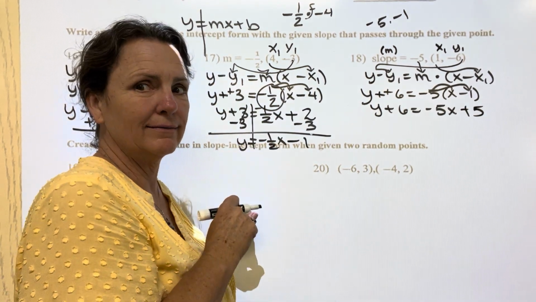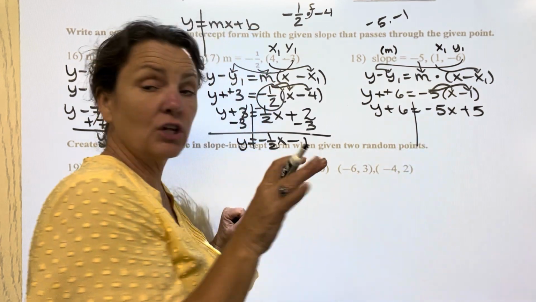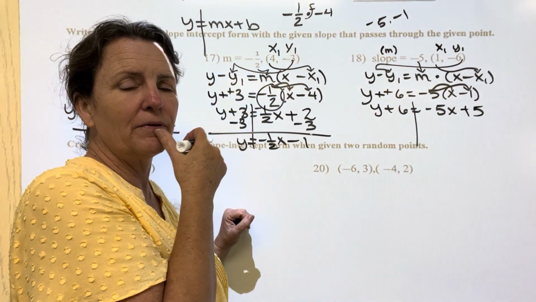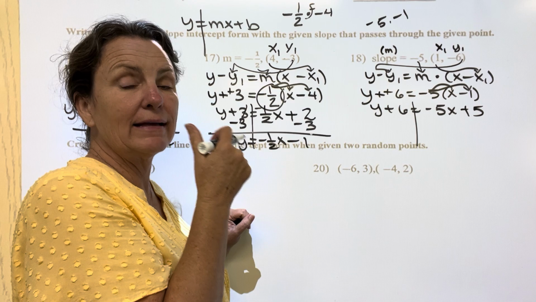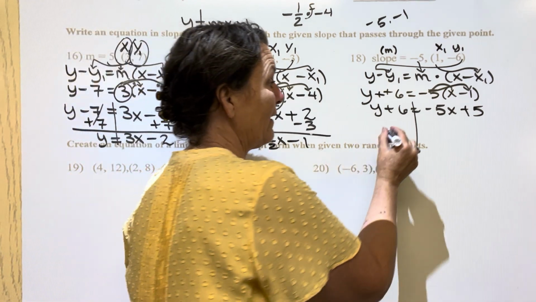Are we done? Looks good, right? We're done, right? Are we done? No. Why? Why aren't we done? It's close, but we're not quite done. What do we still have to do? We have one last step. Isolate the variable of y. So we need to get the y guy alone.